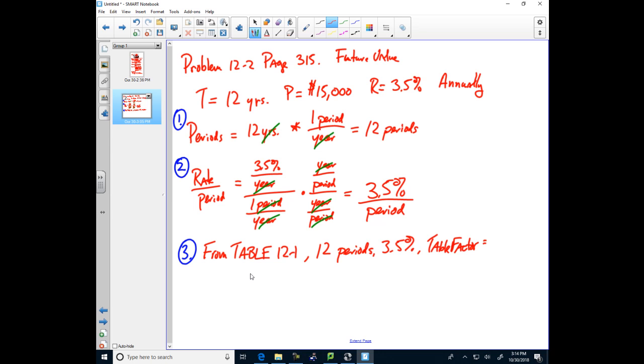Did y'all see how I did that? All right, 3.5%. This whole column here is an extension of table 12.1. This is an extension of table 12.3. So get the right percent, 12 periods, and you go down and read the number of periods in that column. You're right, 12.1. That's 3.5%, 12 periods.